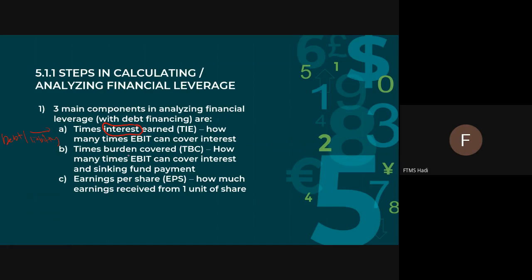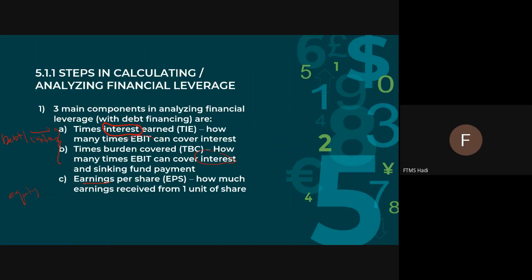The second one is times burden covered. How many times can EBIT cover interest and sinking fund payment? That is TBC. This one is still debt, because interest matters. And the last one, EPS, which is earnings per share. This one is more on equity. How much earnings is received from one unit per share?